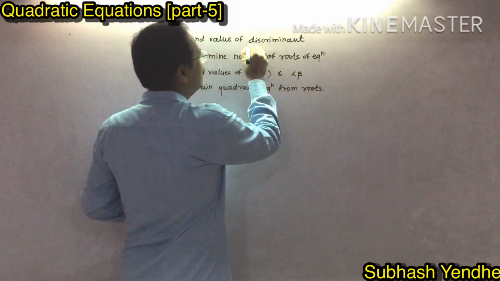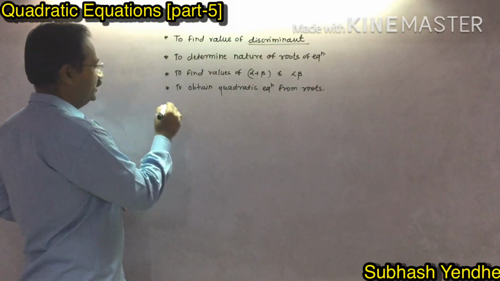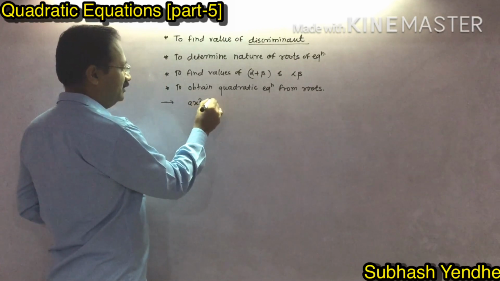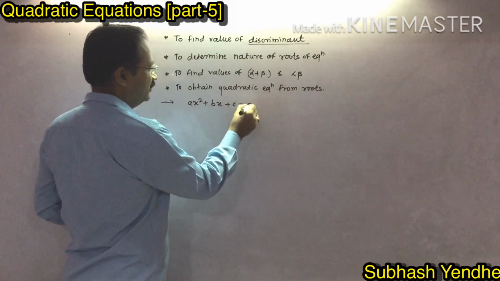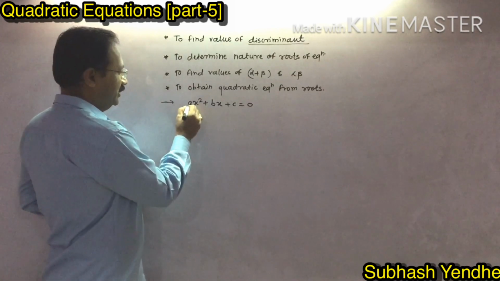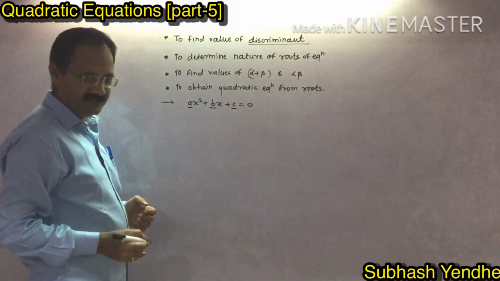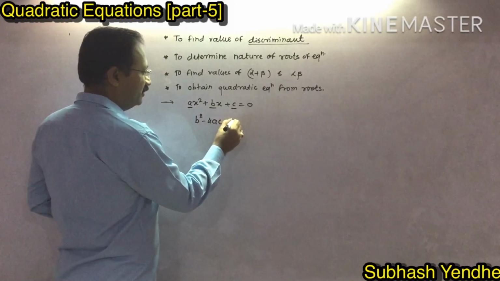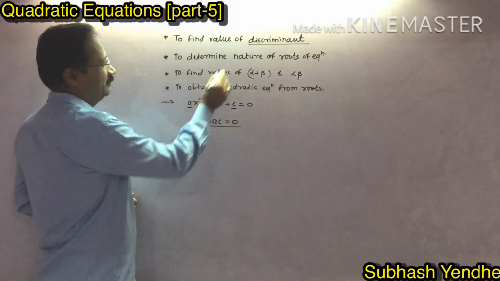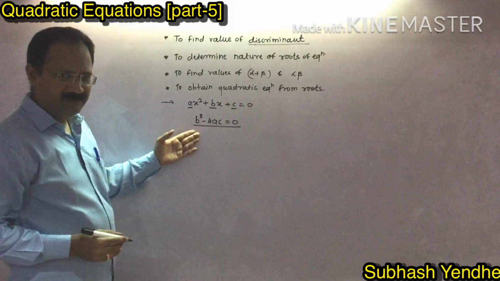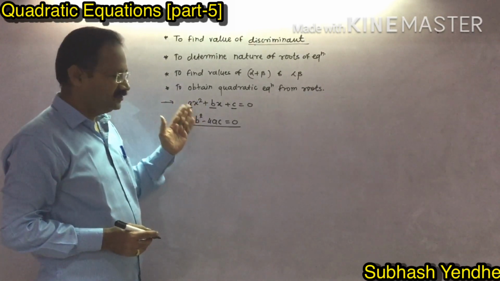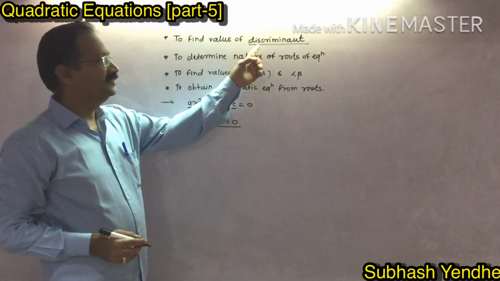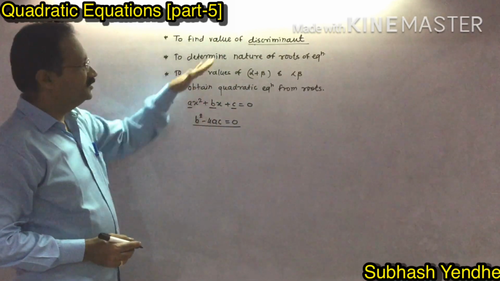So what is meant by discriminant? You have studied already that every quadratic equation is in the form of ax square plus bx plus c equals to 0. We know the a, b and c. So here b square minus 4ac is called a discriminant. It means you have to substitute the values of a, b and c, and then find out the value of b square minus 4ac, then it is called a discriminant value. This is the first part.